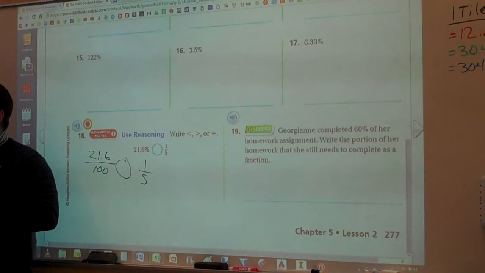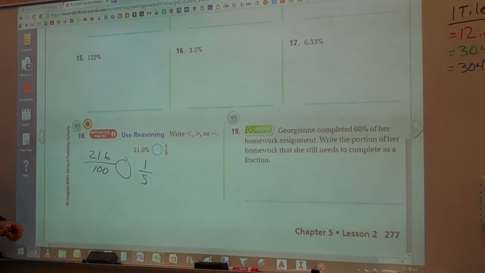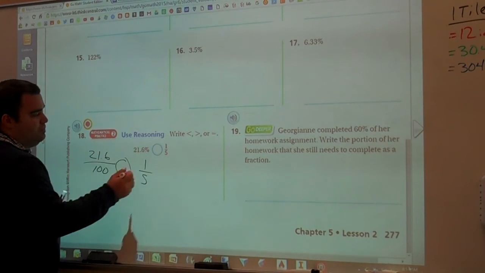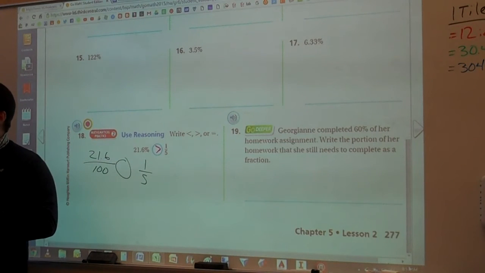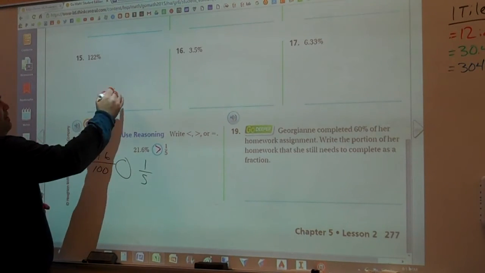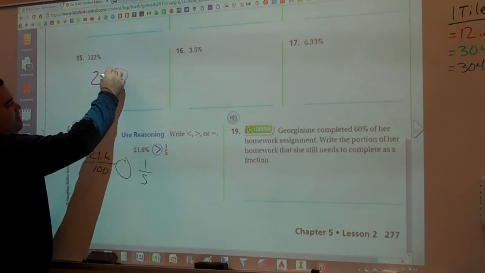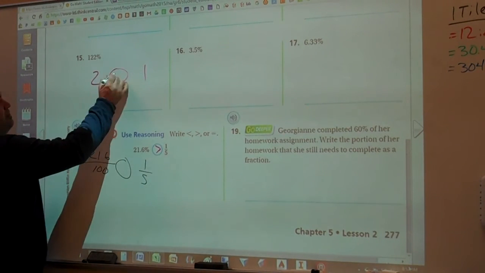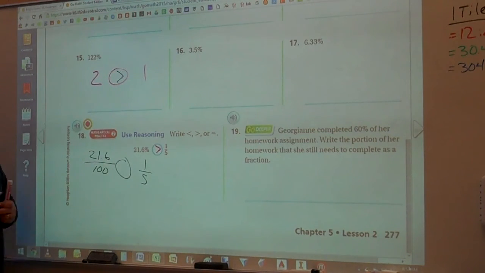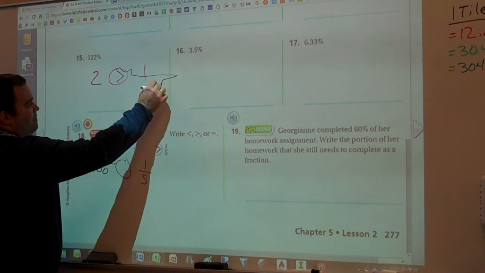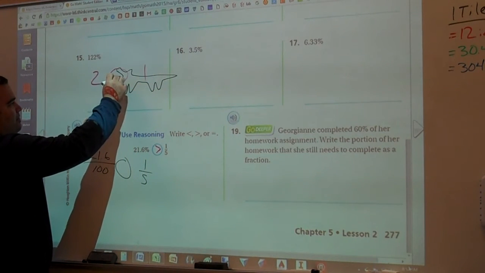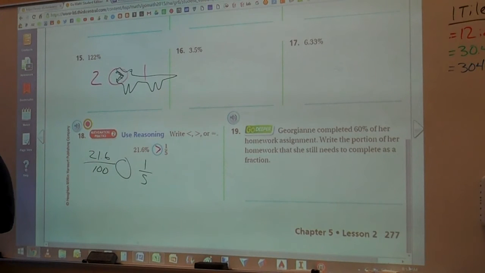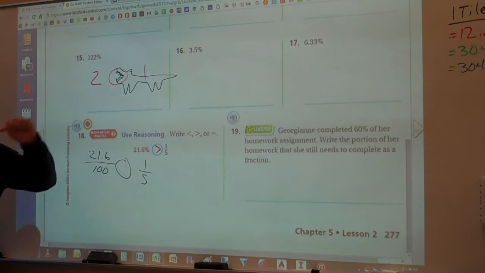What did you get for your answer? I got 21.6% bigger than 1/5. Is bigger than 1/5. Greater than? I don't understand. Greater than, less than. Oh, you've never learned this. Alligator. Okay. 2 compared to 1. Obviously the 2 is bigger, right? Yes, so how is it going to go close to 1? Make it into an alligator. The alligator always eats the bigger number. So 2 is greater than 1.